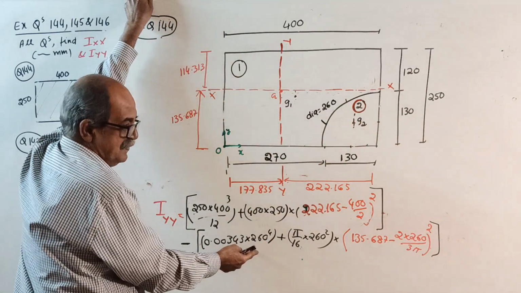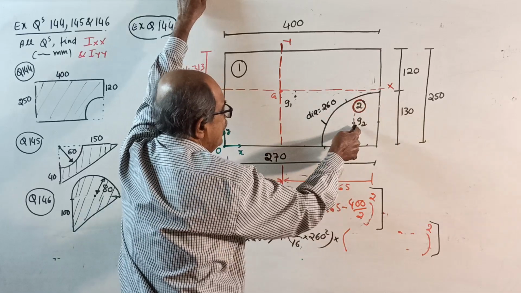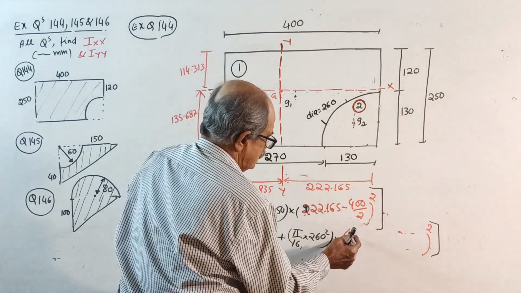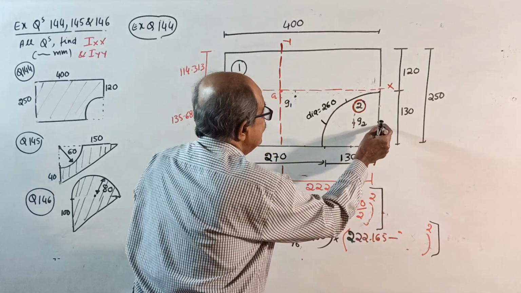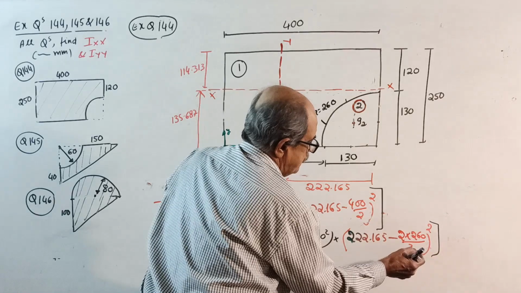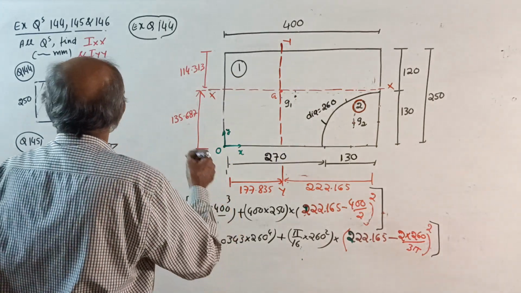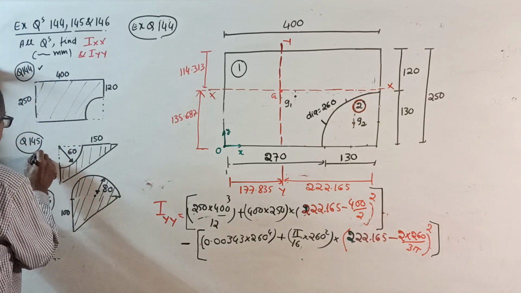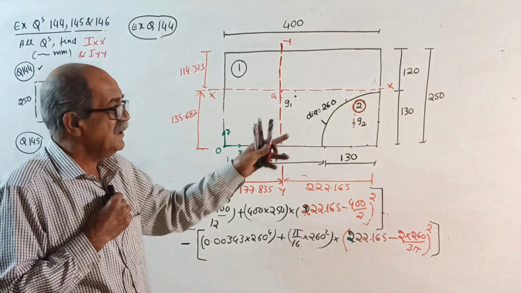Once again, the area is also the same. The distance will change. See, I about its own axis plus area into this distance squared: 222.165 minus this distance, once again, 2 into diameter divided by 3 pi, whole square. You get Iyy. Calculate both. Question number 144 over. Now, 145, be careful, has got a little principles or concept. I will write a neat sketch and explain.